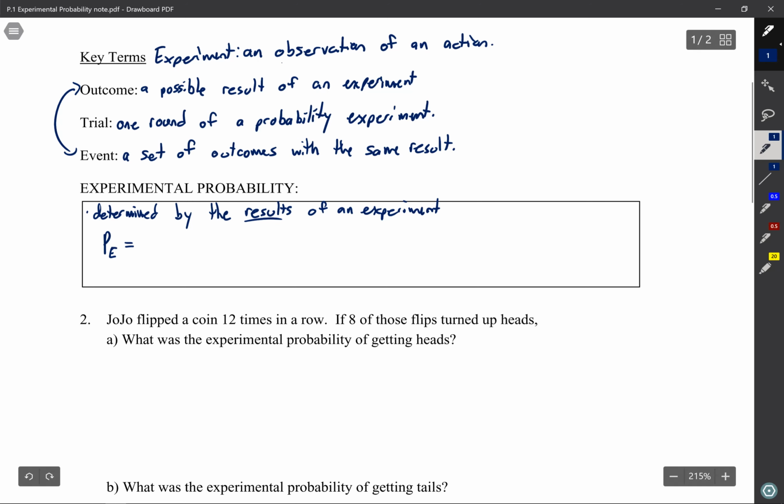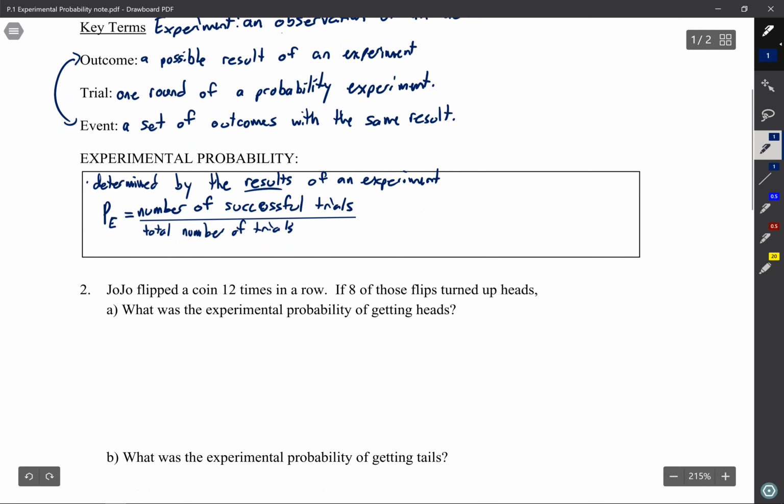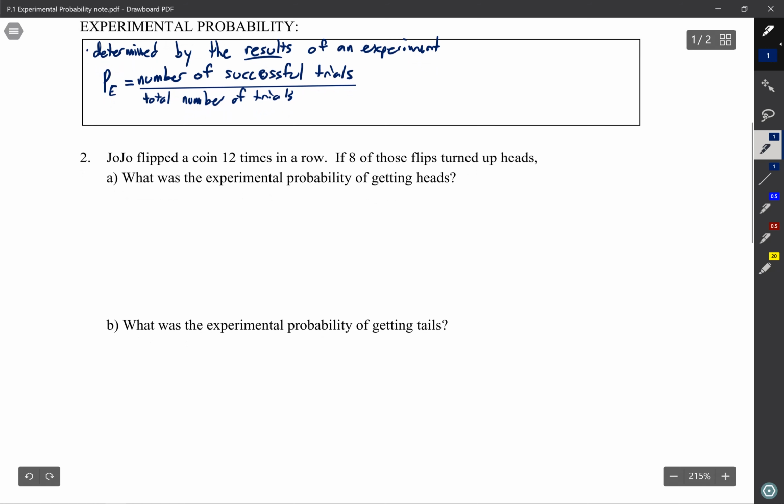We can calculate that by taking the number of successful trials, you'll see what we mean there in a moment, and dividing that by the total number of trials. So let's just jump right into it and calculate some experimental probabilities.